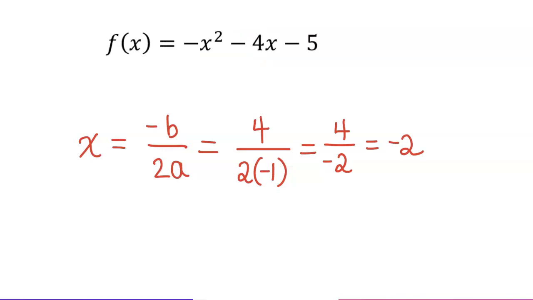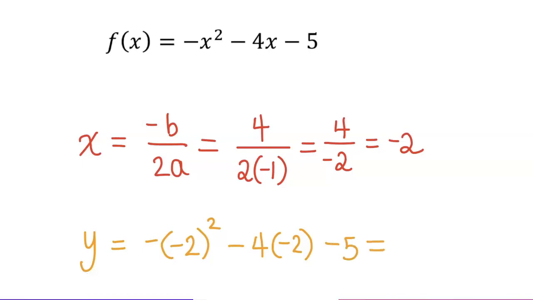Now we have the x-coordinate. Let's go find the y-coordinate. If you want to find the y, plug in that x that we just found into the function. So if you plug in negative 2 squared minus 4 times negative 2 minus 5, what's that going to give us?